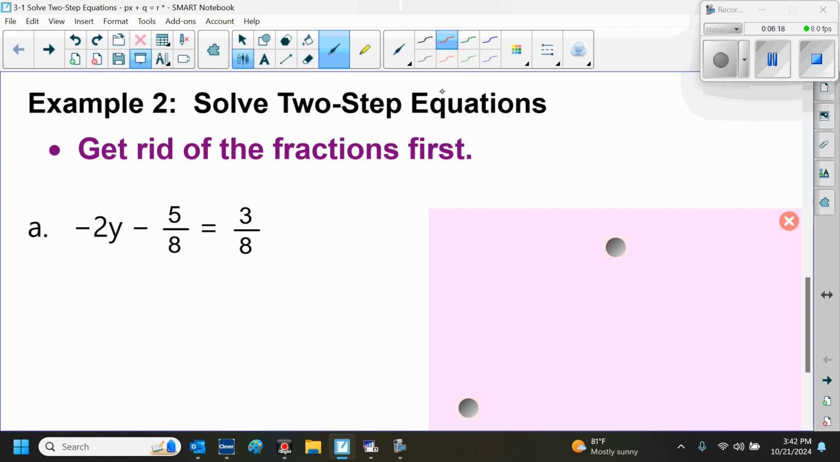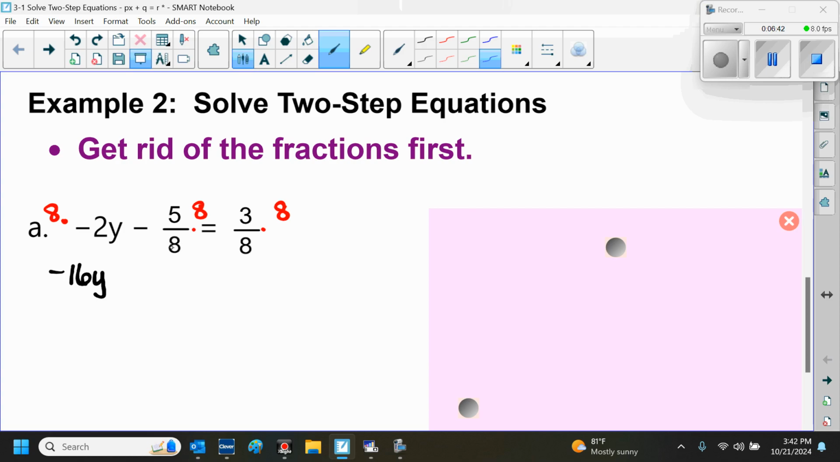So here, that means we're going to multiply this times 8, we're going to multiply this times 8, and we're going to multiply the first term by 8. So when we do this, 8 times negative 2 is negative 16, so this is going to be negative 16y. Now watch what happens here.